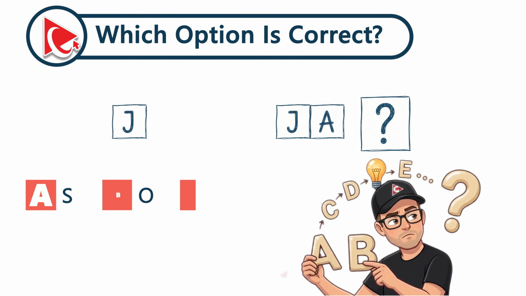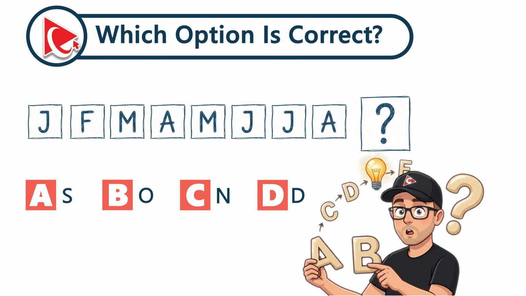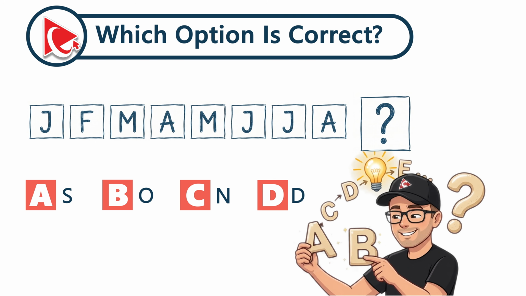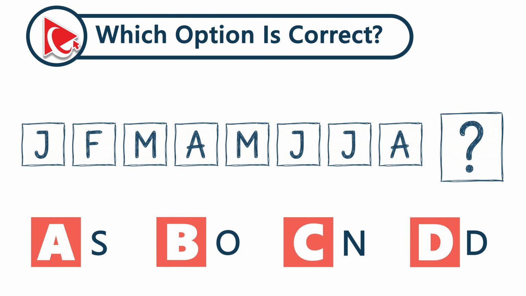Let's solve together one of my favorite types of assessment questions, a missing letter puzzle with a hidden rule. What letter comes next? J, F, M, A, M, J, J, A, and then comes the missing letter, which you need to select out of 4 possible choices: A, S, B, O, C, N, or D, D.